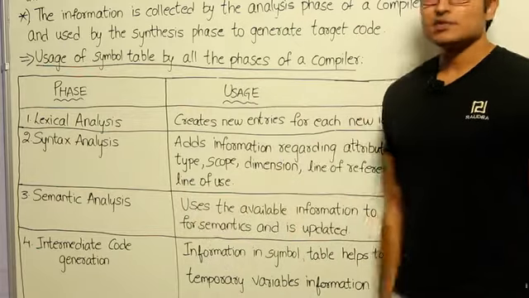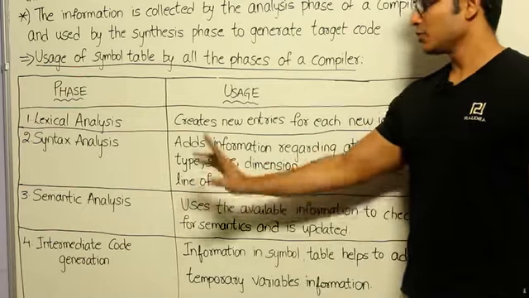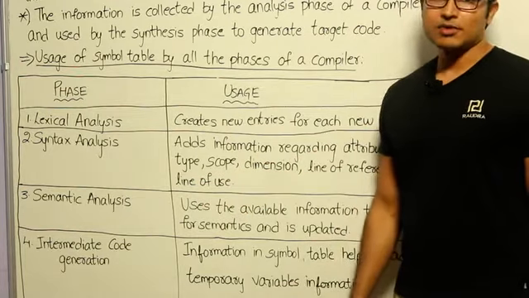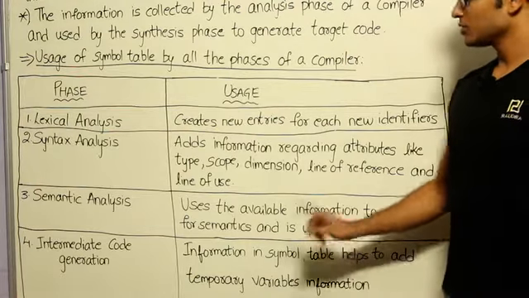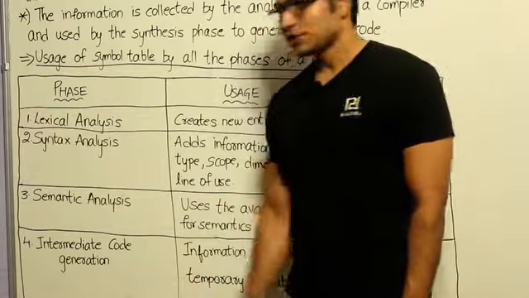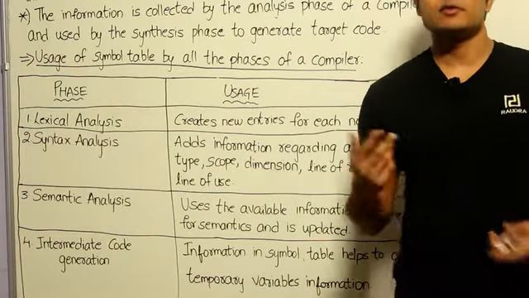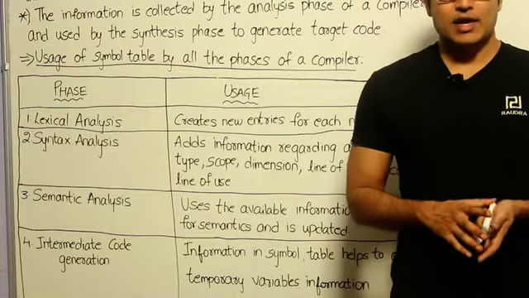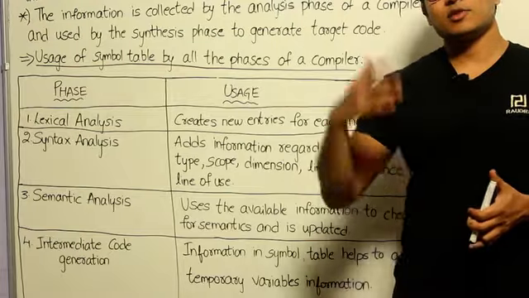So in order to do such kind of semantic analysis, your semantic analyzer is going to use the symbol table, and also in some cases it might add some more information into the symbol table, right? And the next one is intermediate code generation. As you know, the intermediate code generator is going to add some temporary variables into the code, and in order to add the temporary variables, it might need the information about the original variable.